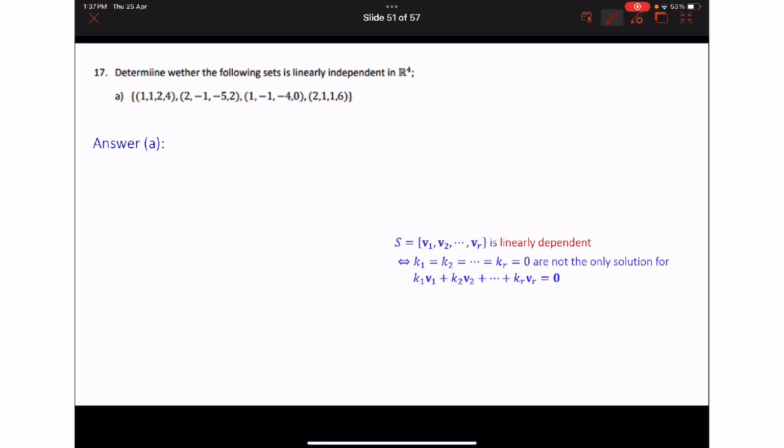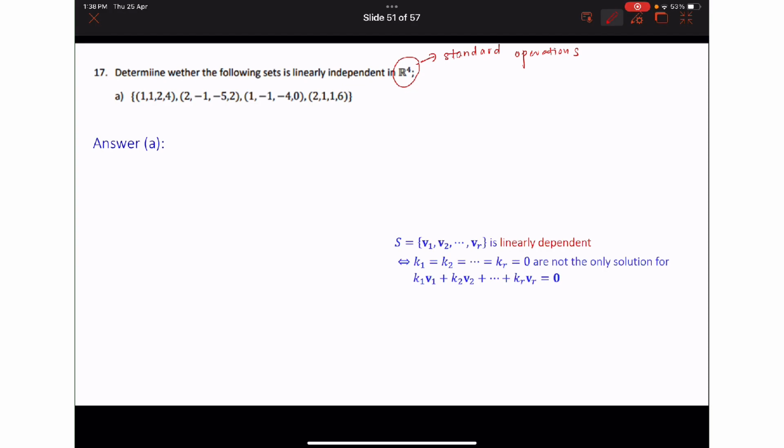We are given a vector space R4, where the question does not mention the addition and scalar multiplication on R4, so we understand that the addition and scalar multiplication are the standard operations on R4. Then we are given a set of 4 elements, and we are asked to determine whether the set is linearly independent or linearly dependent.